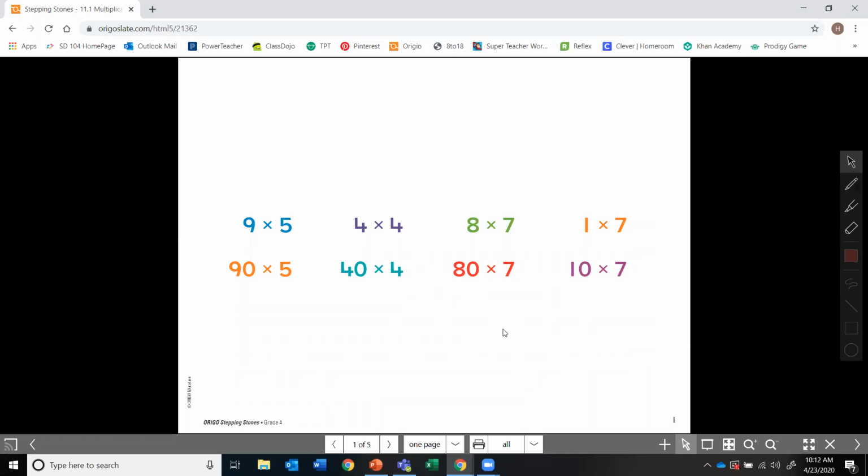So I just want you to notice here, we have a couple different multiplication problems, 9 times 5, 4 times 4, 8 times 7, 1 times 7. And I want you to notice the multiplication sentence underneath it. We have 90 times 5, 40 times 4, 80 times 7, and 10 times 7. I want you to see if you can find the pattern. I'm going to go ahead and pause for a second to get you thinking out loud and see if you can say the pattern out loud.